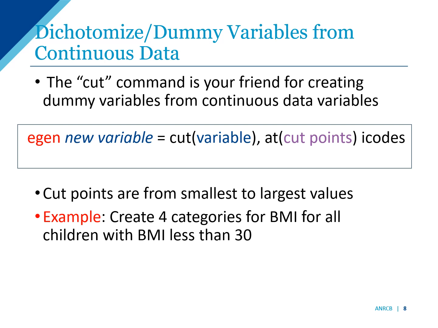When you want to create categories of a new variable from a continuous variable, the command cut is your friend. You can create cut points from the distribution of the variable from smallest to largest values. For example, we'll use the cut function to look at creating 4 categories of BMI for all children in the sample who have a BMI less than 30.